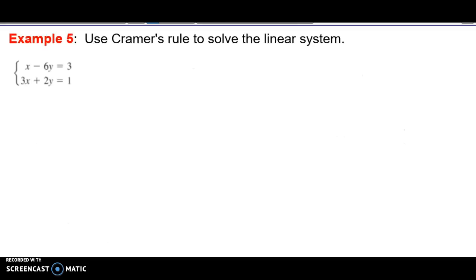So I'm going to pause the video and I want you to try number 5 and see if you get the answer I will write. Check to see if this is the answer you got.